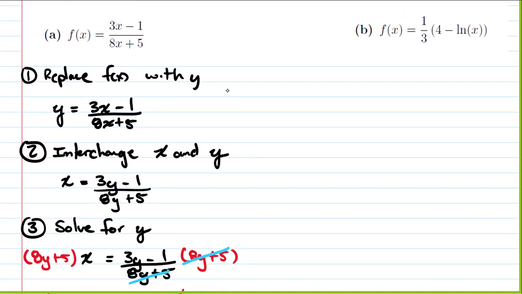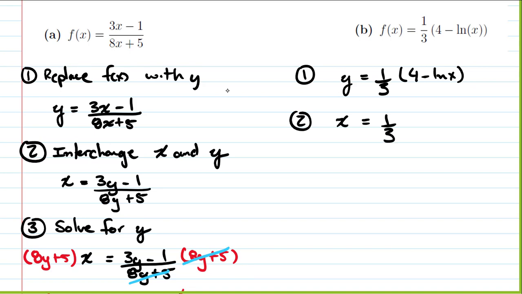So pretty much the rest of the problems in this section are going to go down the same way. So the first thing we're going to do is replace f of x with y. So y equals 1/3 times 4 minus the natural logarithm of x. So then step 2, we interchange our x and our y. So x is equal to 1/3 times 4 minus the natural log of y. And now we need to solve for y.